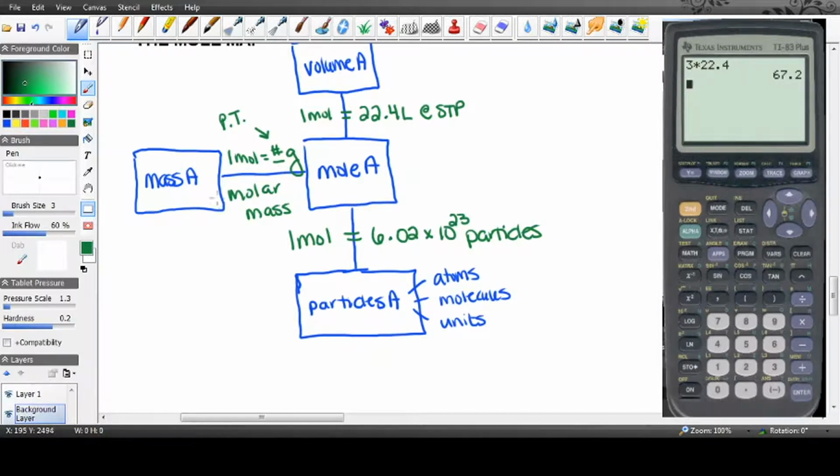Okay, now if you're in CP, you can stop here. We don't need to talk about density. If you're in honors, keep going for a minute.